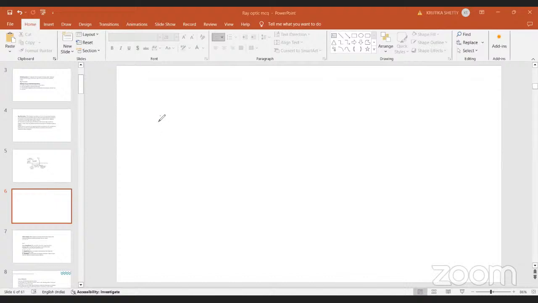So what we are doing? We are considering the concave mirror. LM is our incident ray. So this is the normal drawn. The normal we are taking from the center of curvature point. This is the angle theta. This will also be the angle theta.